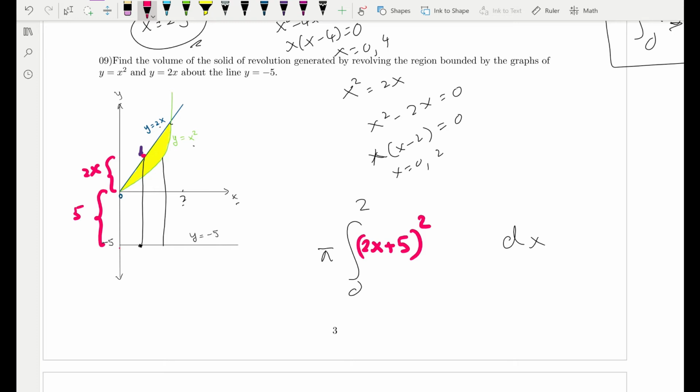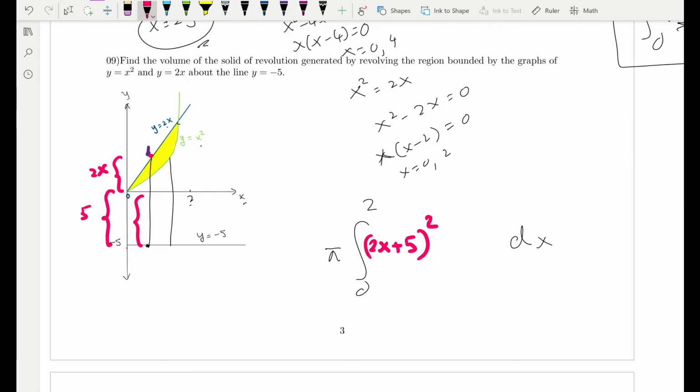If you just rotate this around the x-axis, it would be (2x) square. But now you're rotating it around y equal to -5. Don't let that negative fool you. You're looking at the length of the radius, so it's not 2x minus 5. Think of it as a geometric problem. You're merely finding the length of a line. The bottom part is 5 units long. That's what it is.